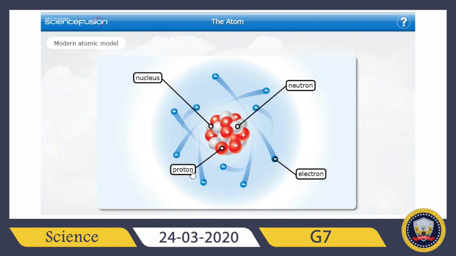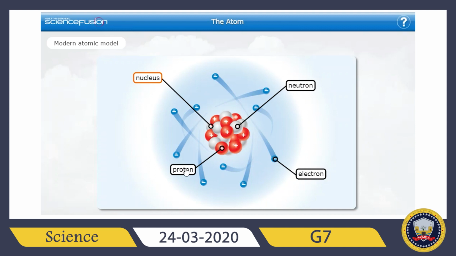And we are saying that protons are positively charged particles. On the other hand, neutrons are neutral particles which are not charged at all. And electrons are negatively charged particles. So, the nucleus is the very dense, very small center of the atom. Okay? It only contains these two particles.